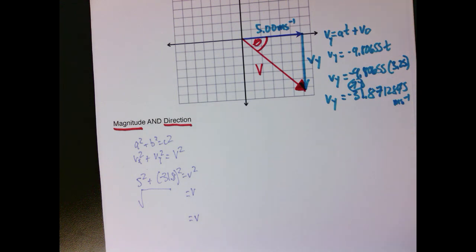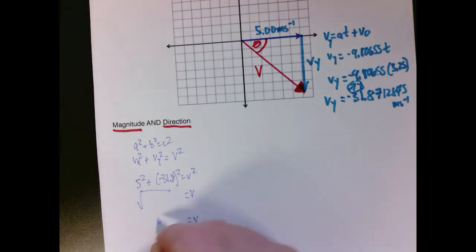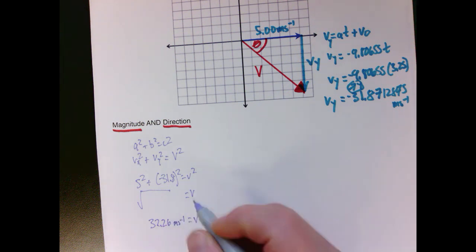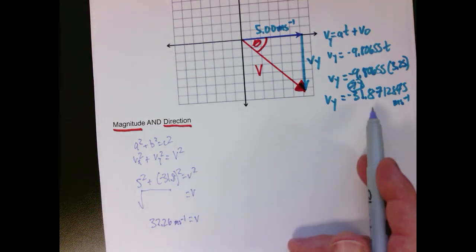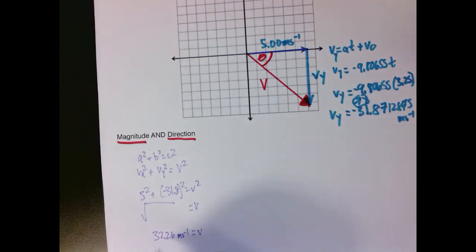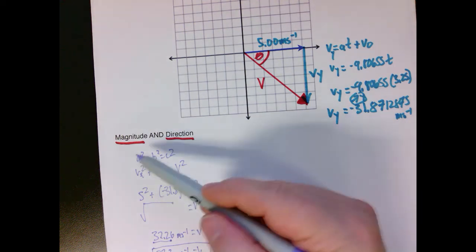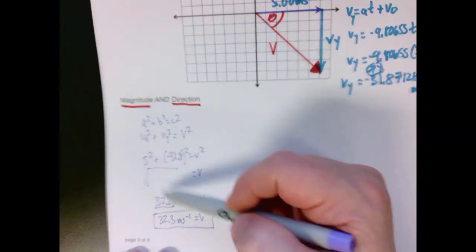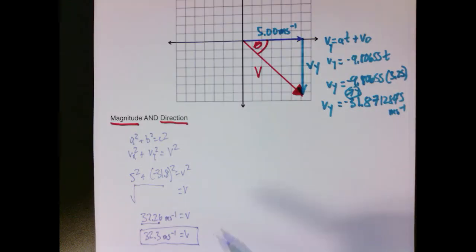Which is 32.26. And again, we have 3 significant digits in the given data, so 32.2 with that 6. V then would be 32.3 meters per second. So that gives us the magnitude. 32.3 meters per second. Now let's see if that makes sense.